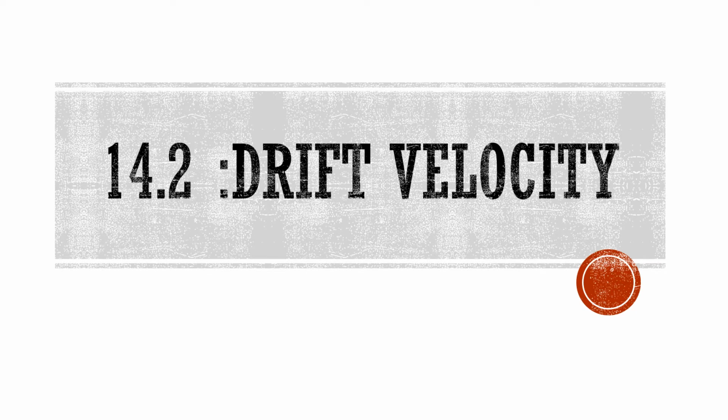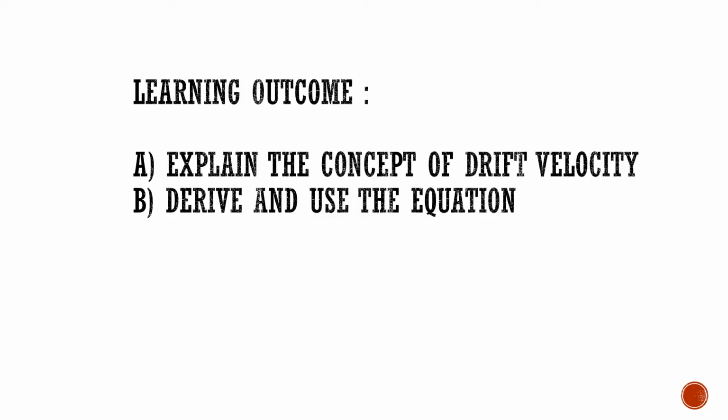Okay, so before we look at this drift velocity, I've already taught you in the last lesson what drift velocity is and how it exists in a metal or a conductor. So now we're going to look a bit deeper at this concept of drift velocity. We're going to explain the concept of drift velocity and we're going to derive and use the equation, and the equation is I equals nevA.